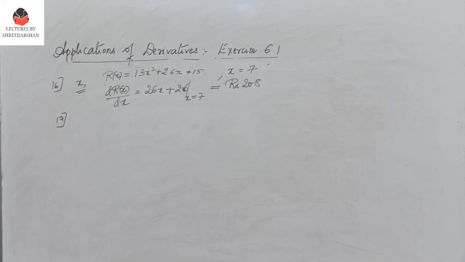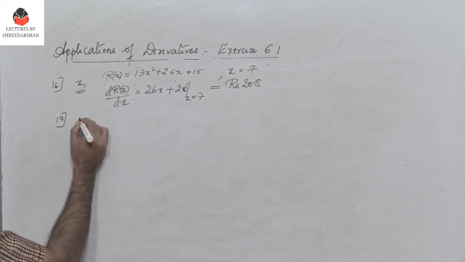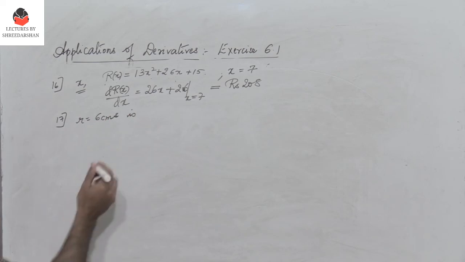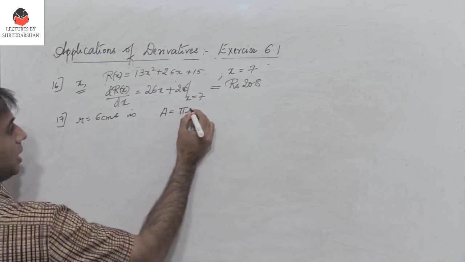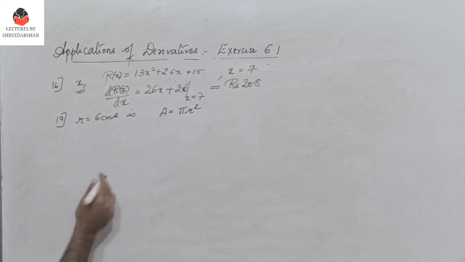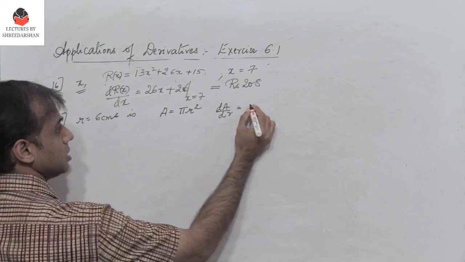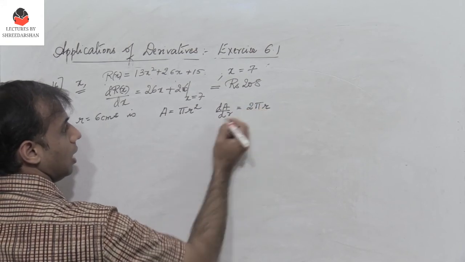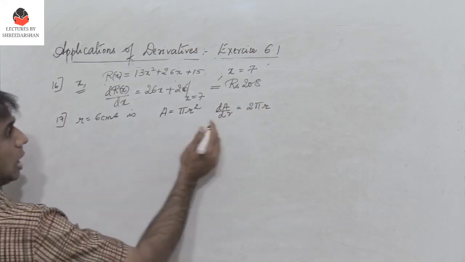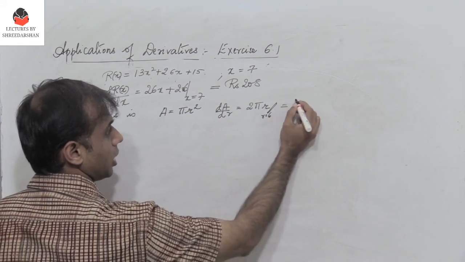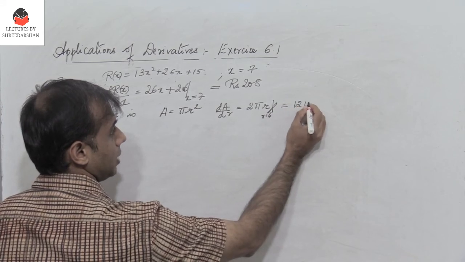So next we have two multiple choice questions. They're very interesting and very simple though. The rate of change of the area with respect to the radius at r equal to 6 centimeters is. So we know that the area of a circle is pi r square, isn't it? So what is dA by dr? So dA by dr is 2 pi r. Okay, so now r is 6. So I substitute the value of r equals 6. So therefore I get 12 pi.